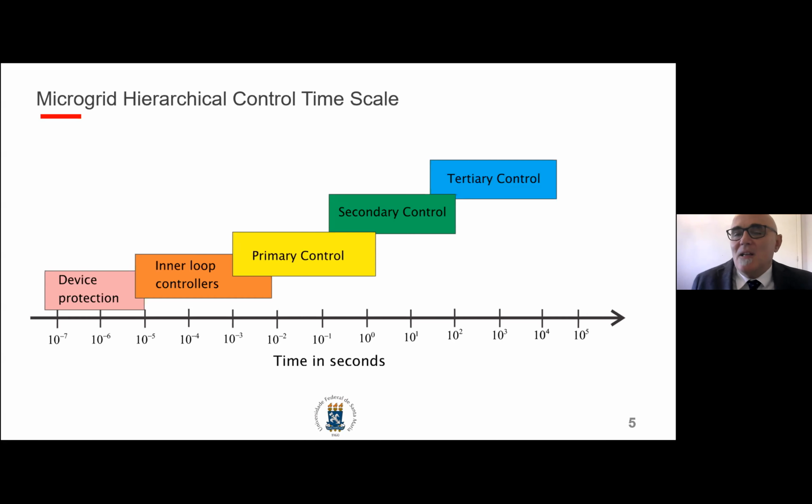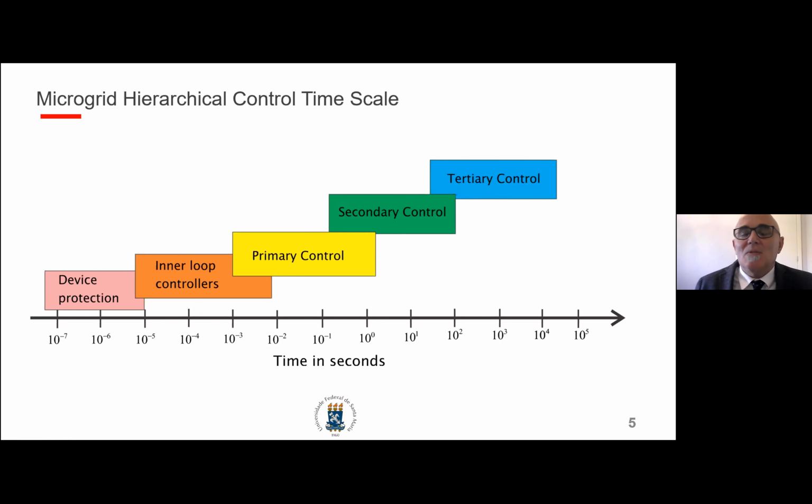And then in a different time scale, a slower time scale, in the range of, I would say, milliseconds, hundreds of milliseconds, and even seconds, you have the focus of this course material that we will show over here. That is the primary control.